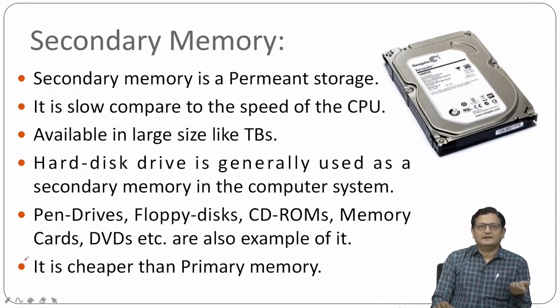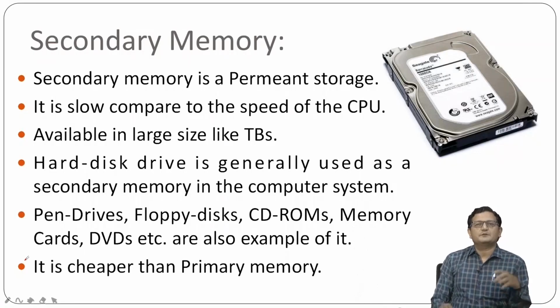Now the second thing is called secondary memory. So if anybody asks you, if you have a random access memory, a primary memory, then why should we need to use a secondary memory? We are using secondary memory as a permanent storage, right? Because the random access memory, or RAM, cannot store the data permanently, we are using a secondary memory.